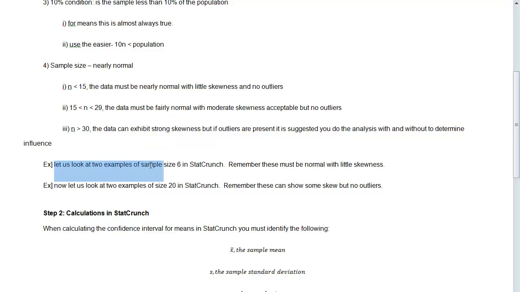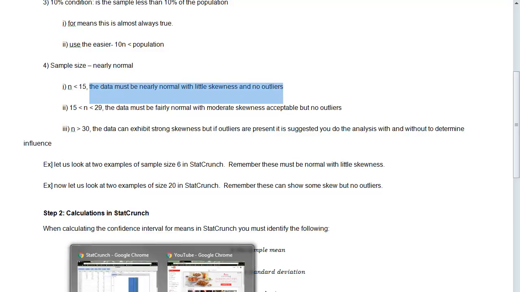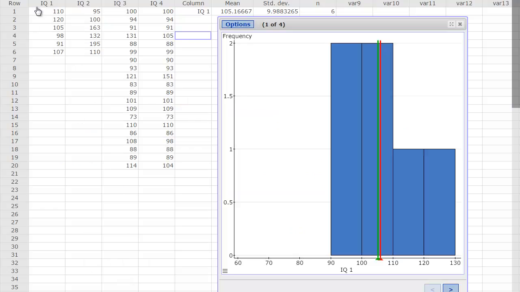So, for example, let us look at two examples of sample size 6 in StatCrunch. Remember, these must be normal with little skewness, because if the sample size is 6, it's less than 15. So the data's got to have little skewness and no outliers. I actually took some data for IQ, and if you use the WISC-4 intelligence test for children, the Wechsler Intelligence Scale for Children 4, you may get a sample that looks like this.